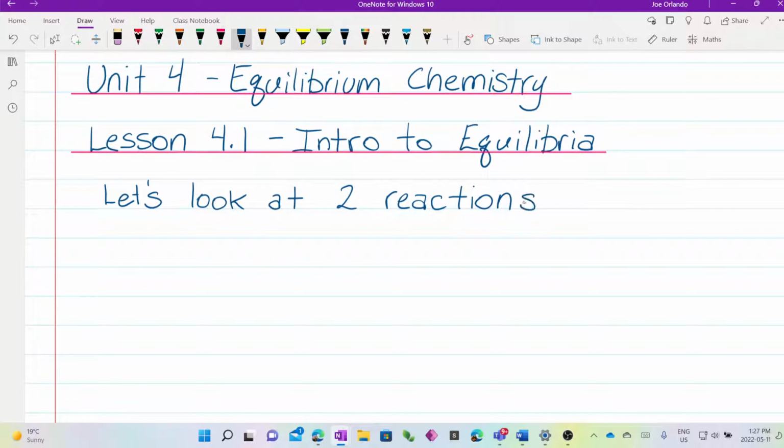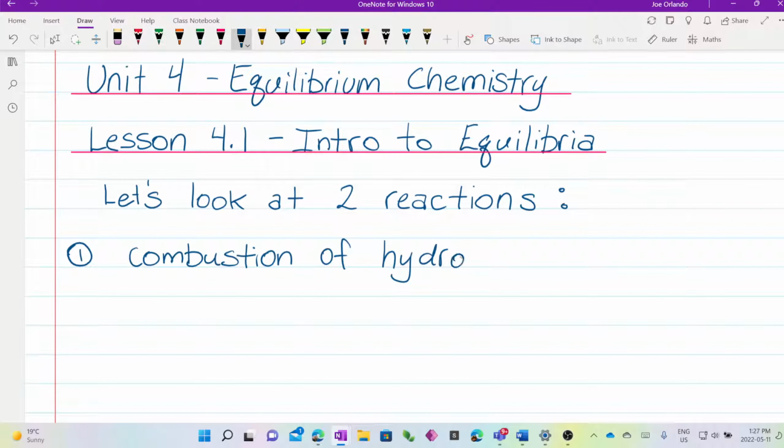So let's look at two reactions to consider. The first we will consider is the combustion of hydrogen gas. And who could give me a description of the combustion of hydrogen gas? We've never done that. True, but I bet you can do it. H2 plus O2 equals... You got it, yep. Very good, excellent.